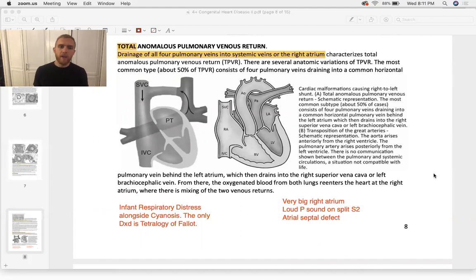All of the oxygenated blood from your lungs is going back into the superior vena cava. So that means that you have to have an atrial septal defect in order to even live, because otherwise no blood at all is getting into your left heart. And that's what this image on the left represents: the atrial septal defect you can expect to see in a total anomalous pulmonary venous return.